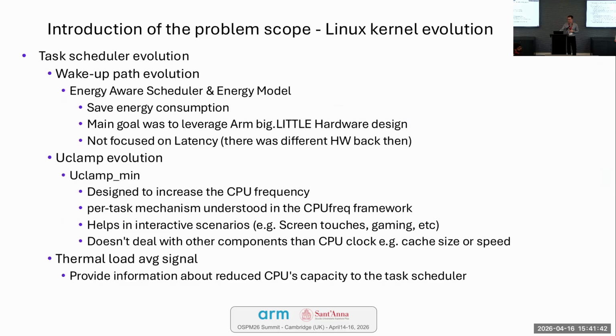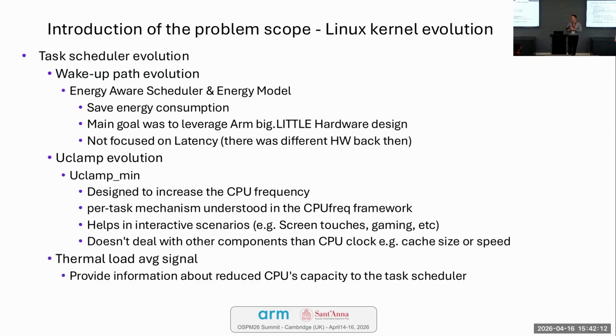Yeah, let me go further. So what we have, we are still in the evolution of that. The Linux kernel got some milestones. There was this big modification for the wake up path. We introduced the energy aware scheduler and energy model. The main goal was to leverage the big little architecture, which was good back then. We were not that focused on latency back then.